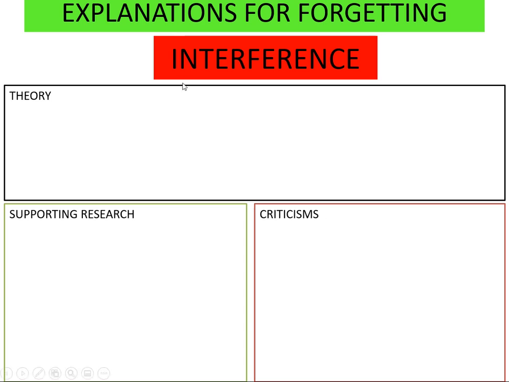Interference theory, make sure that you have proactive and retroactive in here. A little bit of research, and the criticisms, remember, can be of the theory or can be of the research, but if you're going to give criticisms of the research, be sure to link back as to how they therefore strengthen or weaken the theory. And again, for retrieval failure, make sure you've got context and state-dependent forgetting. You might want to create 2 sheets here for this, where you do one for state and one for context.